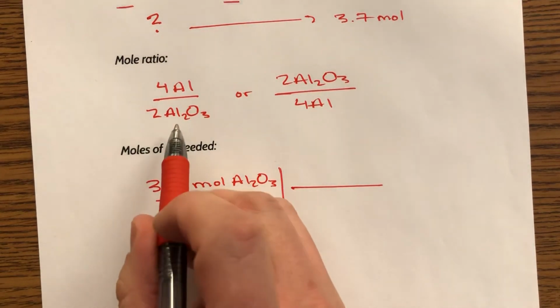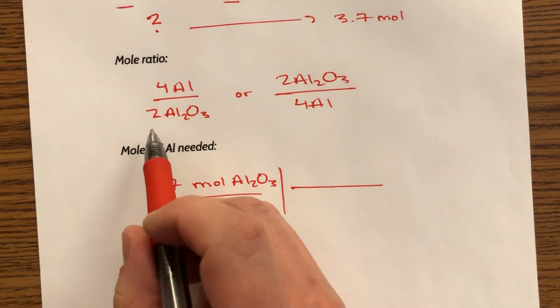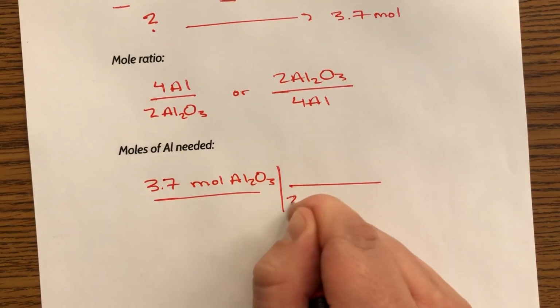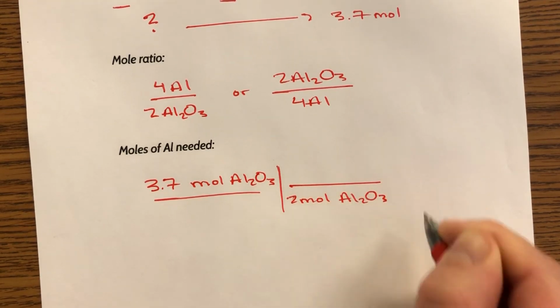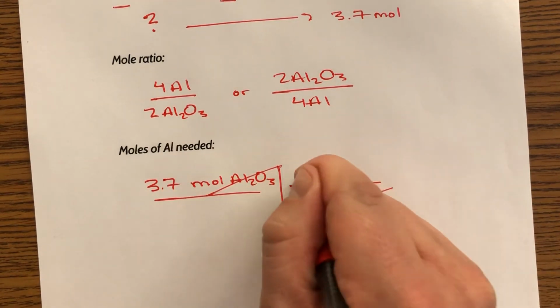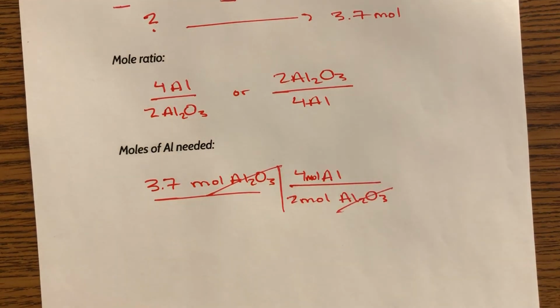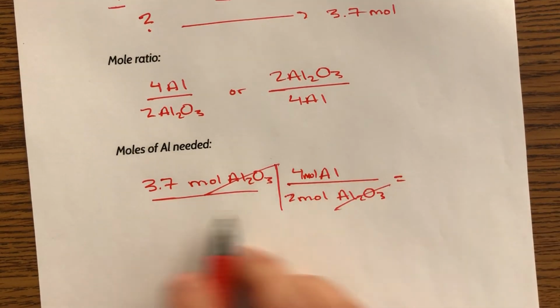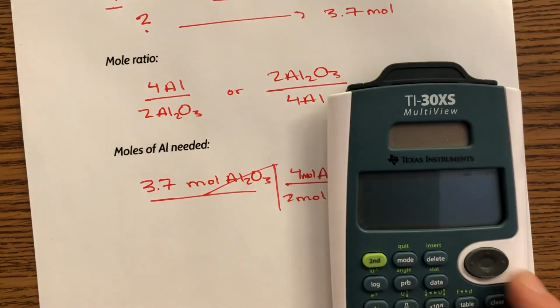Okay, so if we look here, we're going to use our coefficients and look at them as moles. So we're going to have 2 moles of Al2O3, aluminum oxide. Okay, those cancel. And then we're left with 4 moles of aluminum. Okay, now when we write this out, all you have to do is the math. So 3.7, you can see that with me here.